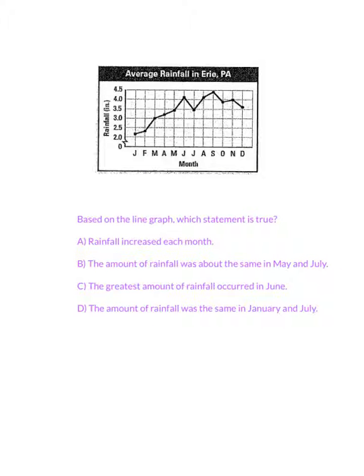Our next question says, based on the line graph, which statement is true? So let's look at the graph. We have the average rainfall in Erie, Pennsylvania. We have our months listed down here, and the rainfall in inches is on the left-hand side. So let's see which statement is true. Letter A says rainfall increased each month. Well, that's not true. It does increase for a while, but then there's a dip here, and there's another dip here, and another dip here, so that's false.